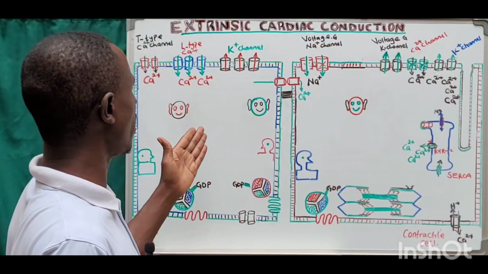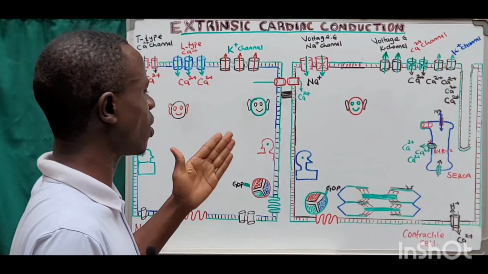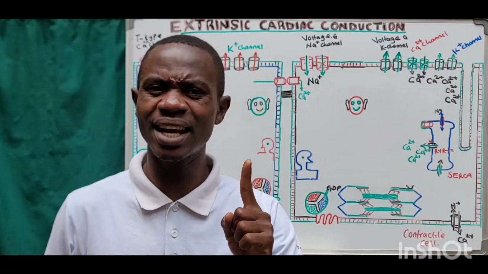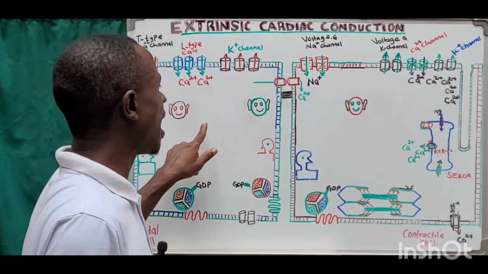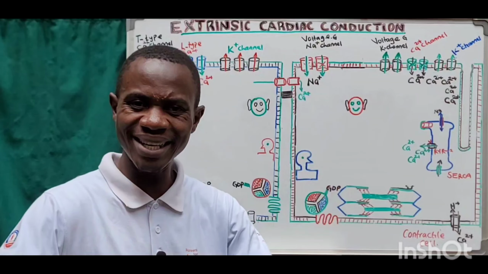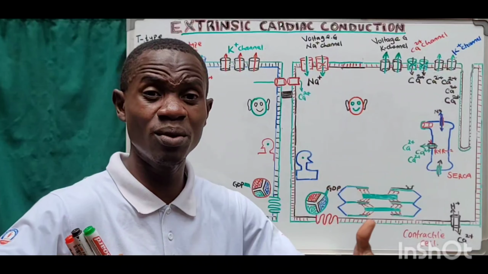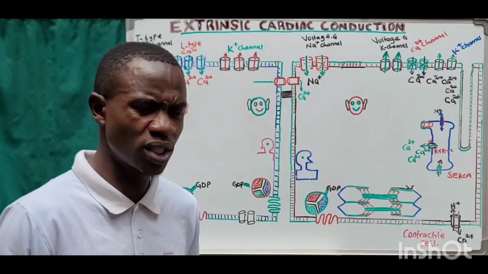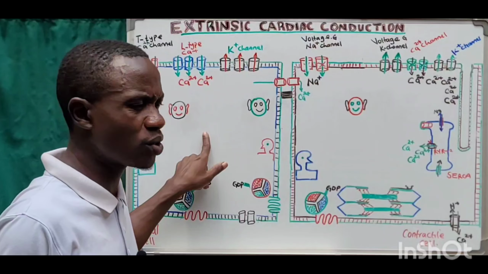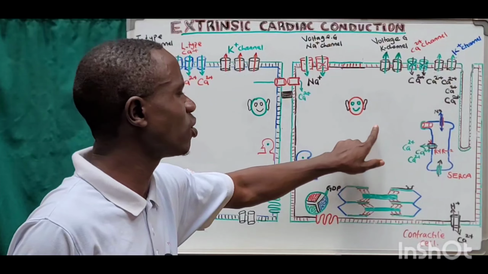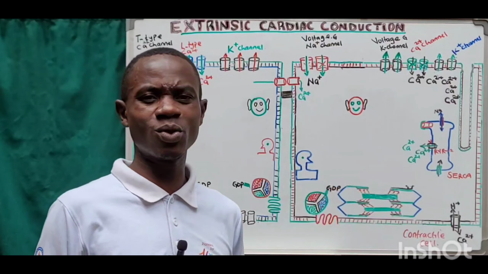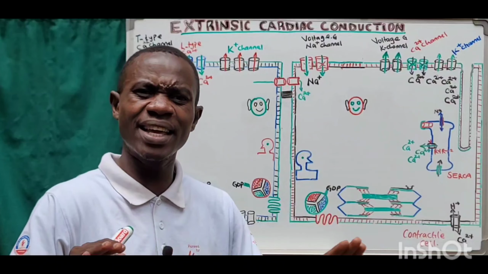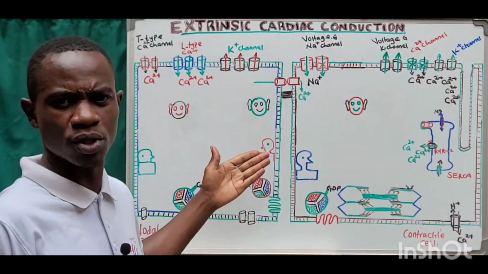In this video, we are focusing on what we call extrinsic cardiac conduction. But in the previous video, we looked at what we call intrinsic cardiac conduction. We were able to see how this nodal cell was spontaneously depolarizing on its own and generating those action potentials. We also saw how the depolarization of this nodal cell was leading to the depolarization of the contractile cell and eventually leading to the contraction. On its own, we never had any external effect on that process, okay?